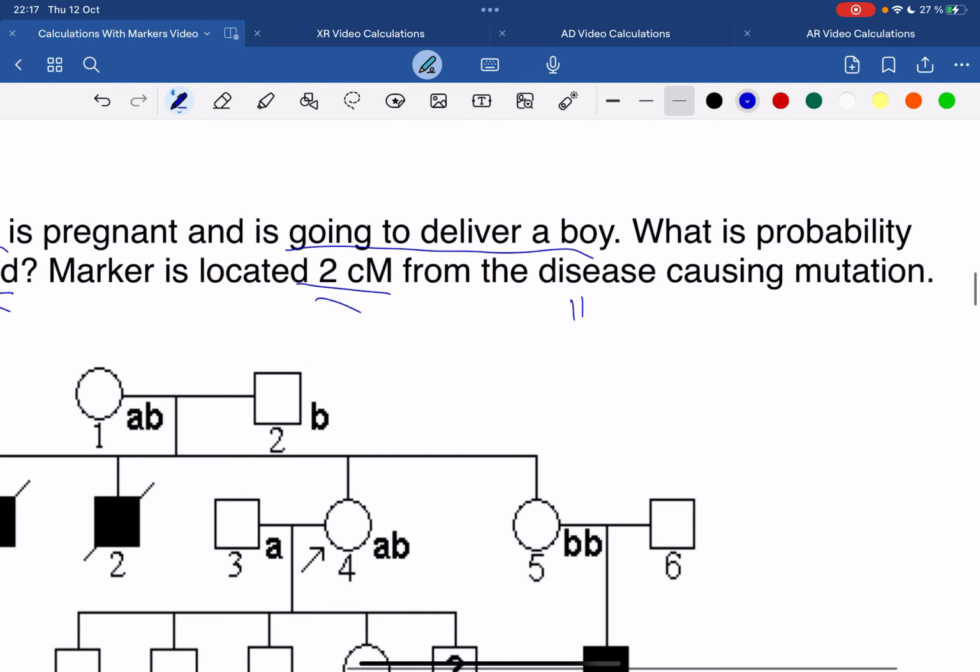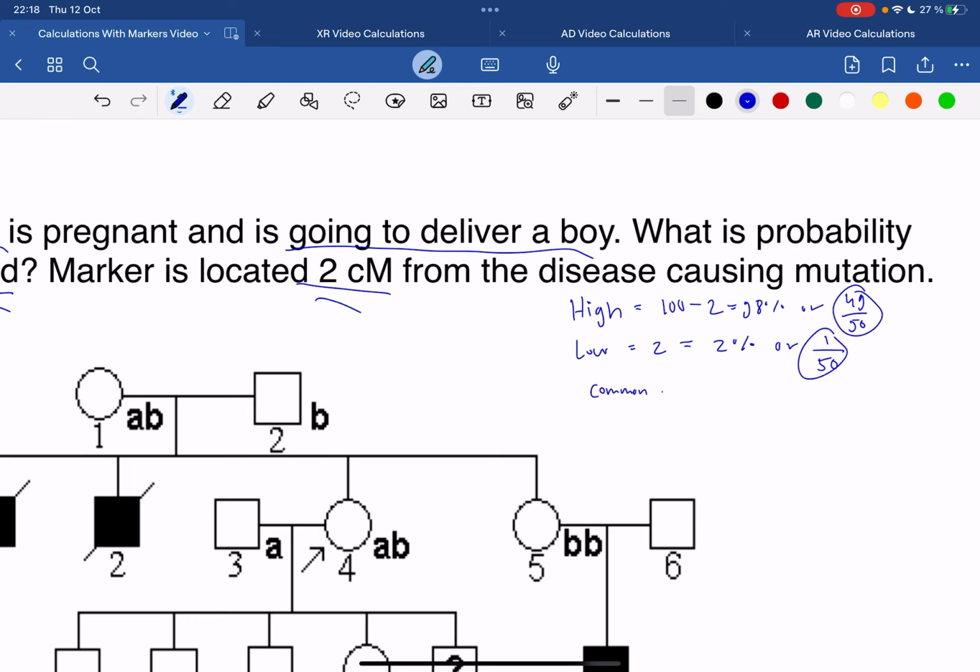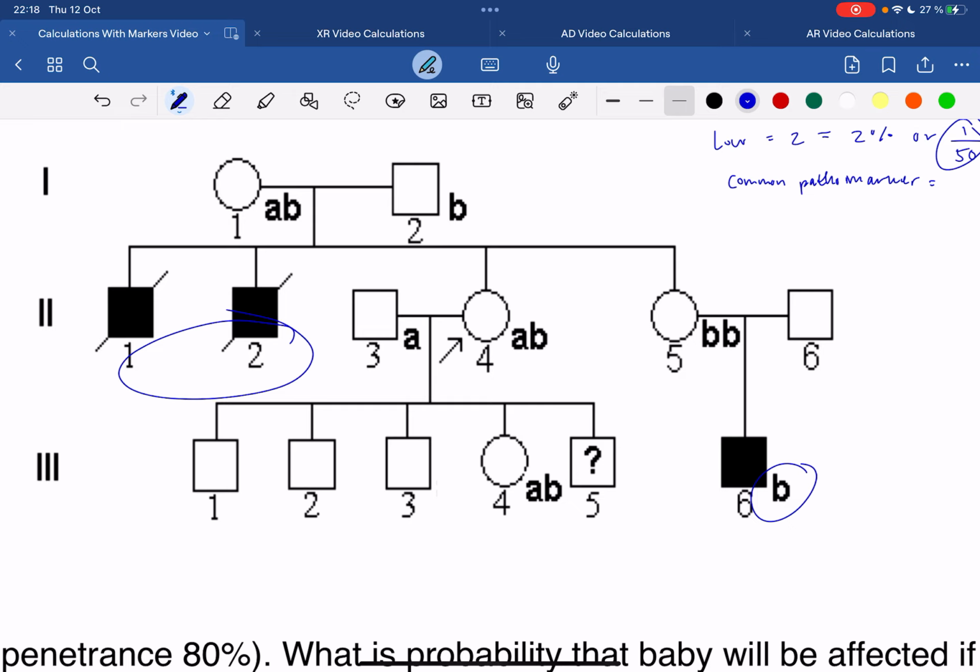So first of all, let's do high versus low risk. The high risk is 100 minus 2, which is equal to 98%, or 49 over 50. While the low risk is equal to 2%, or just the cM, which is 1 over 50. So these two. And now for the common patho marker. That's going to be B right here. We don't know the markers for these, but we do know for this, and that would be B.